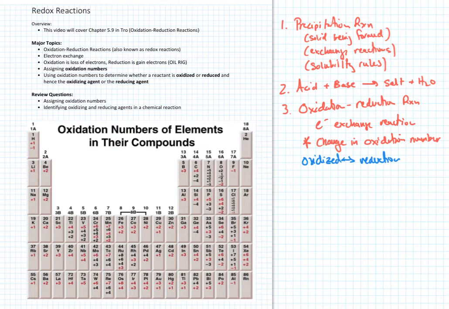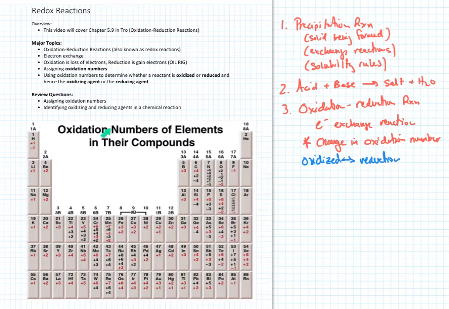Okay, so let's take a look at how we can use oxidation numbers. First, let's define what oxidation numbers are, and then let's take a look at how we can use oxidation numbers to determine whether a reactant is oxidized or reduced in a chemical equation. So this is from a different textbook, and these are a list of oxidation numbers. This is not a complete list of oxidation numbers.